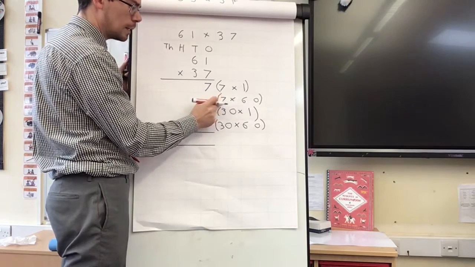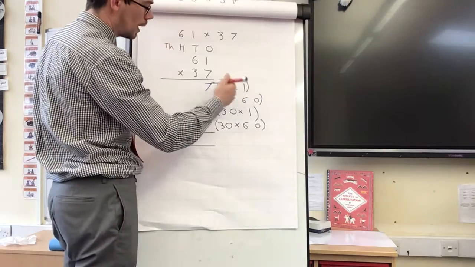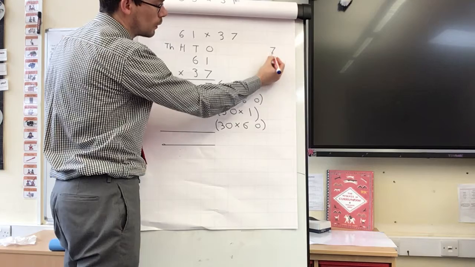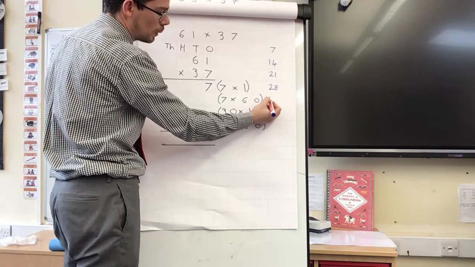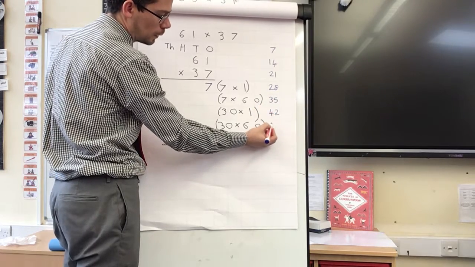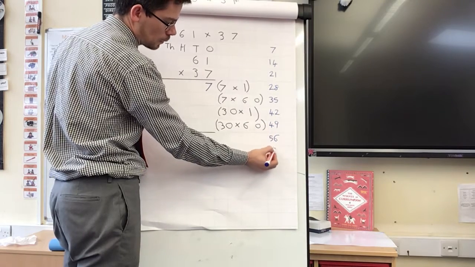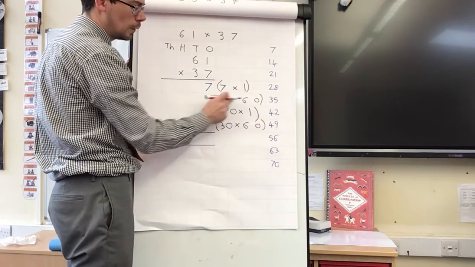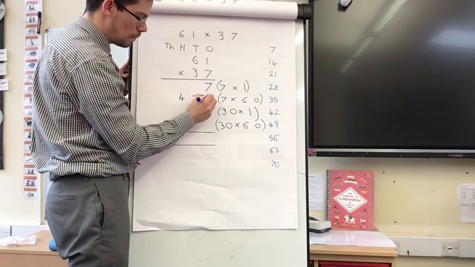7 times 60, 7 times 6 is 42. If you're not sure, 7 might be a times table you'll struggle with. You could do your 7 times table down the side of your page, counting up in 7s, which will help you to spot ones that you might be finding a little bit tricky. So I'm going to go up to 70 with that. So 7 times 6 is 42. So 7 times 60 must be 420.